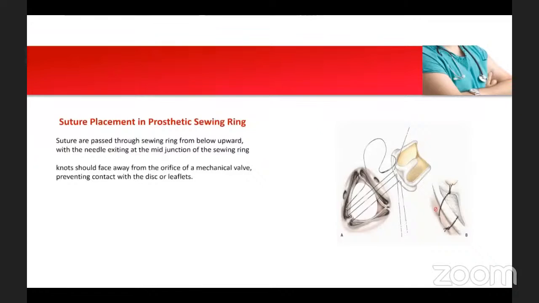Moving to suture placement in the prosthetic ring. Sutures are passed through the sewing ring from below upward, with the needle exiting at the mid-junction of the sewing ring. And knots should face away from the orifice of the mechanical valve, preventing contact with the disc or leaflet. So from down up and from mid away.